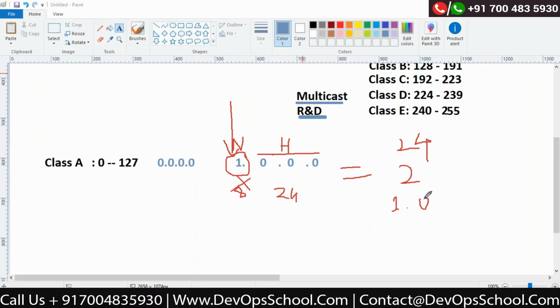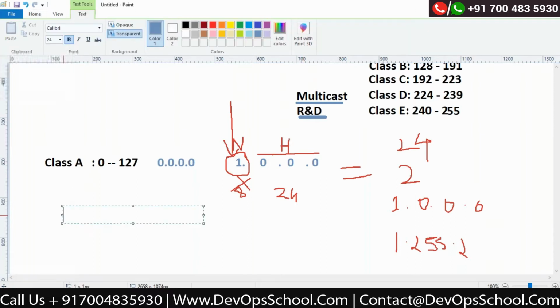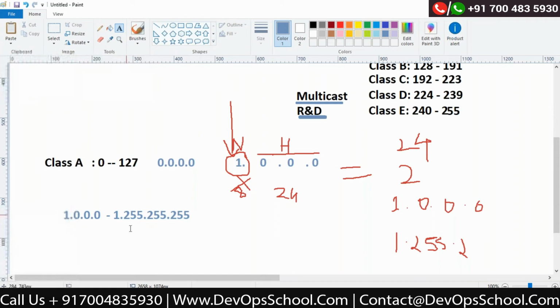The first ID would be 1.0.0.0, correct? What would be the last IP address? I told you what the maximum number it will go to. Rather, I will type it. So the first number would be 1.0.0.0, and the last number would be 1.255.255.255, correct? So how many IP addresses am I getting for this?